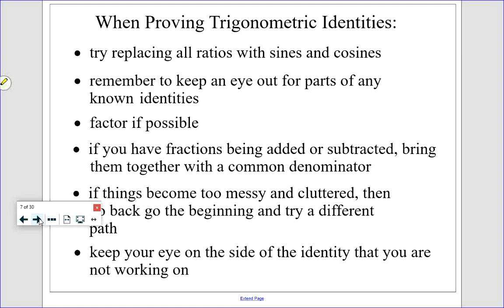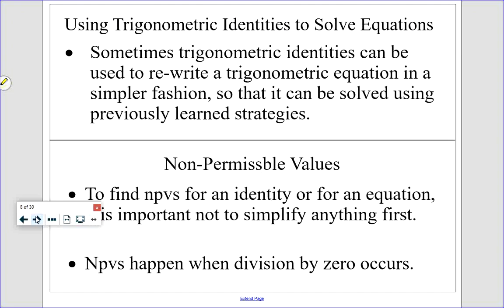And then the last thing I've got here is for proving an identity. Just make sure you keep your eye on the left and the right side. Working on the left side, keep your eye on the right. Know what you're trying to accomplish. And I just talked about using trig identities to solve equations. But one final thing, non-permissible values, remember you look in any denominator. So if you have a trigonometric ratio in an expression that is in the denominator, that cannot be equal to 0.